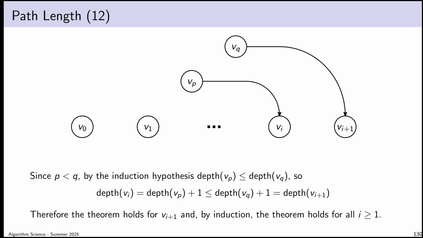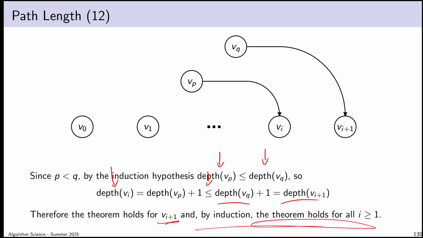So by the hypothesis, the depth of VP is less than or equal to the depth of VQ. And if we now think about the depth of Vi and the depth of Vi plus 1, well, the depth of Vi is just equal to the depth of its parent plus 1. That's how a tree works. And so the depth of Vi, which is the depth of VP plus 1, is less than or equal to the depth of VQ plus 1, because the depth of VP is less than or equal to the depth of VQ. And so we've now shown that the depth of Vi is less than or equal to the depth of Vi plus 1. And that's what we wanted to show. And therefore the theorem holds for the case for Vi plus 1, and therefore by induction, the theorem holds for all i greater than or equal to 1.